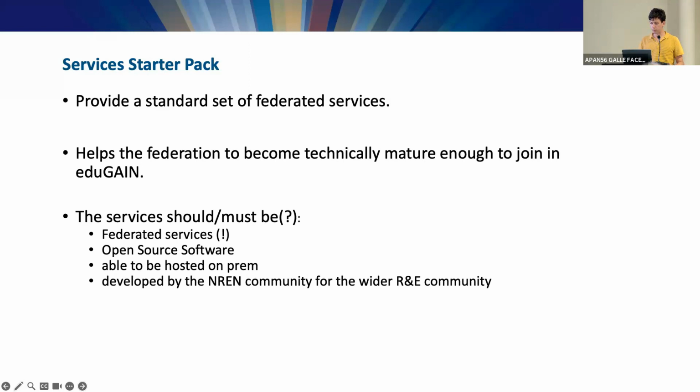And then we were thinking, these services, what should they be? What must they be? What should they look like? Well, first and foremost, if you want to offer it through identity federations, these services should be federated services. We are talking about open source software today, so the services should be open source based. The services on offer should be able to be hosted on prem, so that you have the choice to run it yourself or use it as a centralized service. And it would be fantastic if these services are developed by the NREN community and provided to the wider R&E community. Or as we like to say at GEANT, drink our own champagne.